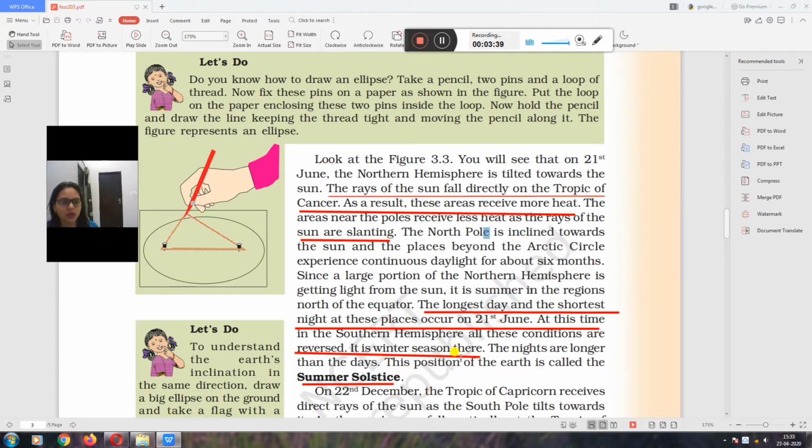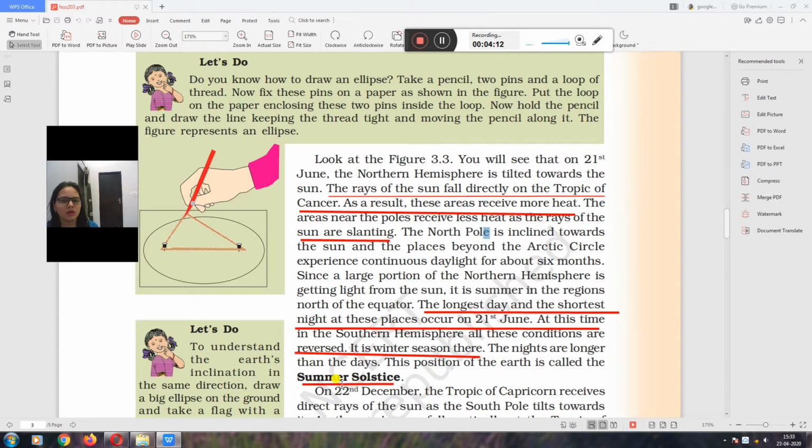That is why we celebrate Christmas in winter while Australia celebrates Christmas in summer. The position of Australia is reversed to India, so Australia celebrates Christmas in summer. The nights are longer than the days. This position of the earth is called the summer solstice.